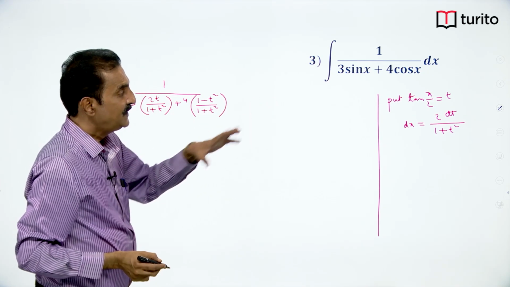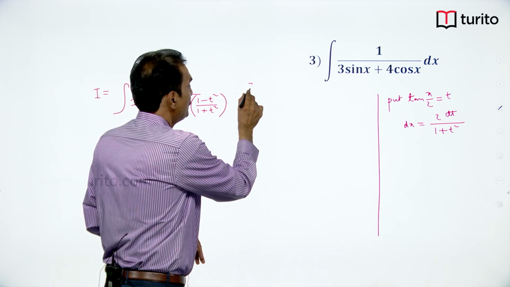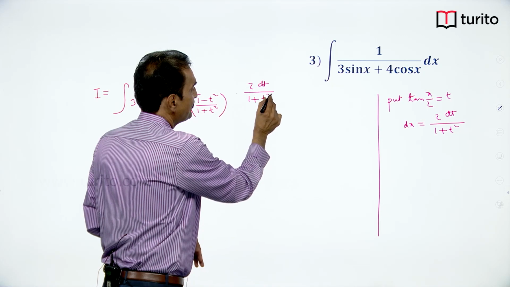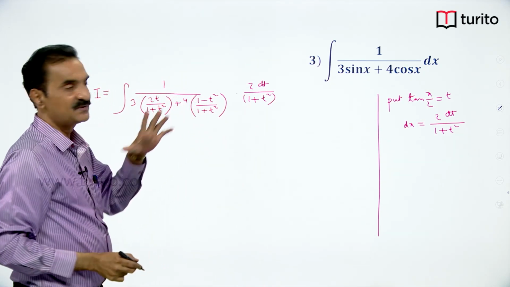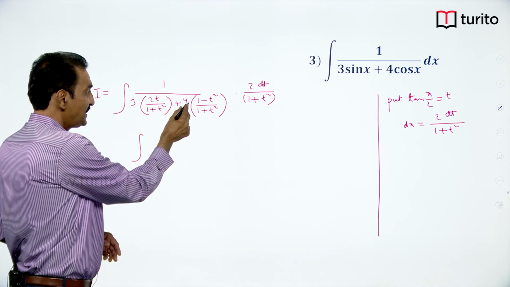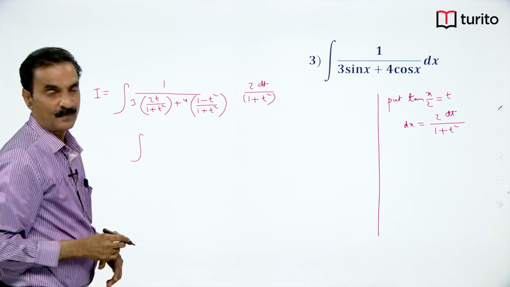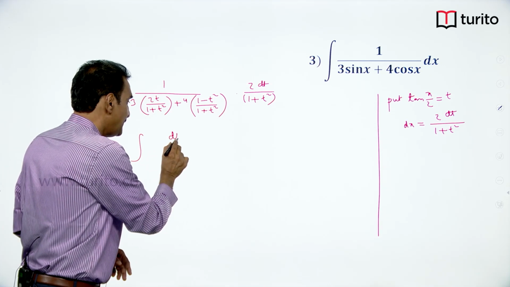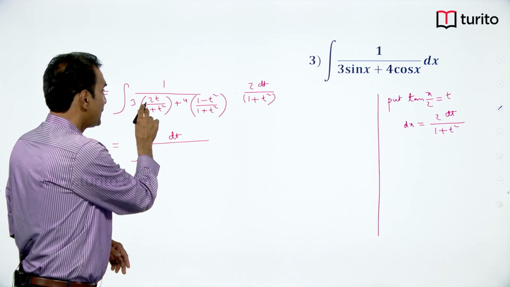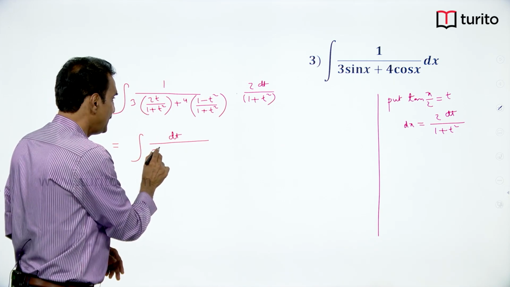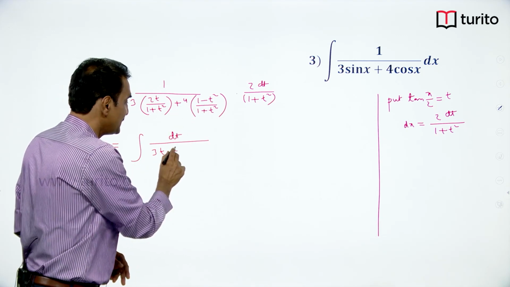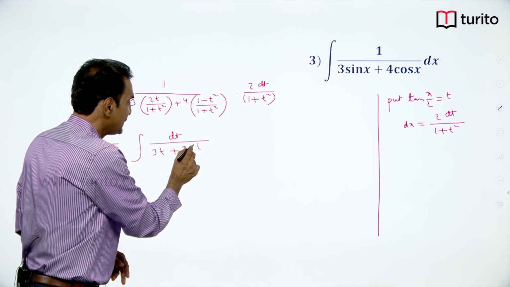Into dx is 2 dt by 1 plus t square. 1 plus t square cancels. You can take 2 common and cancel 2 also. Integral dt by, after cancelling 2, this becomes 3t, this becomes 2. 2 into 1 minus t square is 2 minus 2t square.